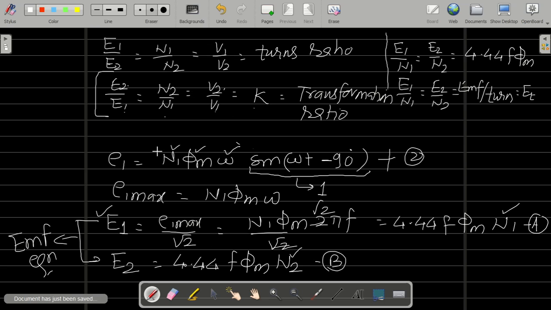So I have taken the EMF equation. This is the EMF equation. This is the EMF equation per turn, E1 EMF per turn, which we represent by ET, and from here we get the transformation ratio K. So this is the EMF equation I have taken. Clear? Be careful about it.